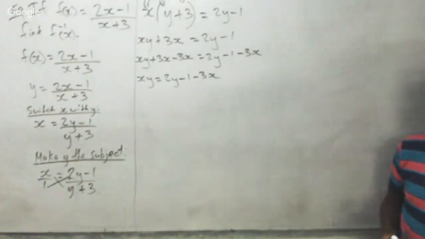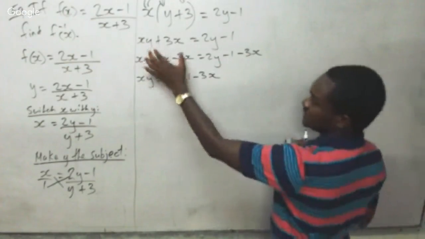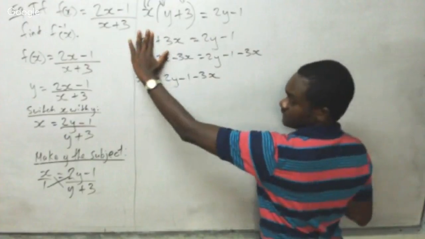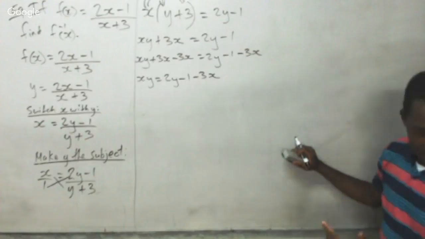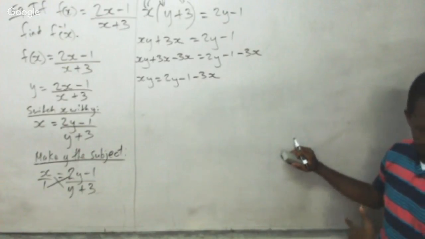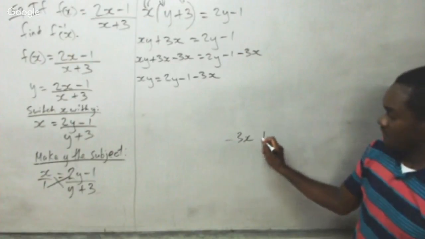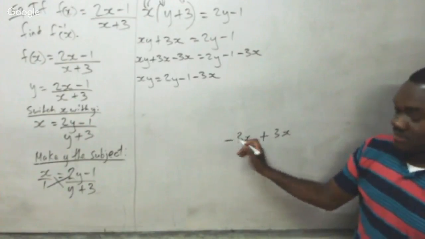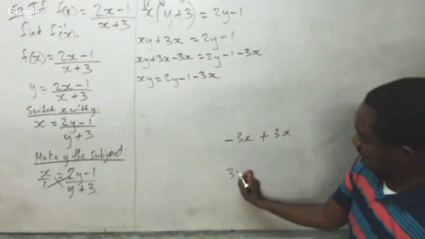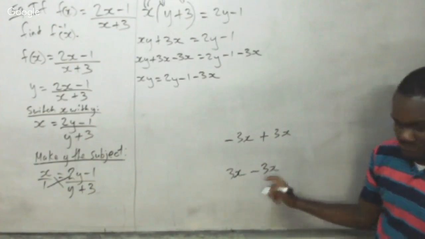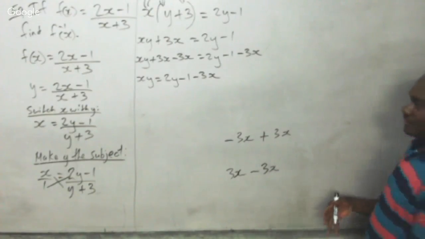How do you know when to subtract and when to add? You look at what the sign is. This is positive 3x. For you to get rid of it, you have to minus 3x. If it was negative 3x, you have to add 3x, because negative 3x plus 3x is 0. Your objective is to get rid of it by getting 0. All right, can we continue?